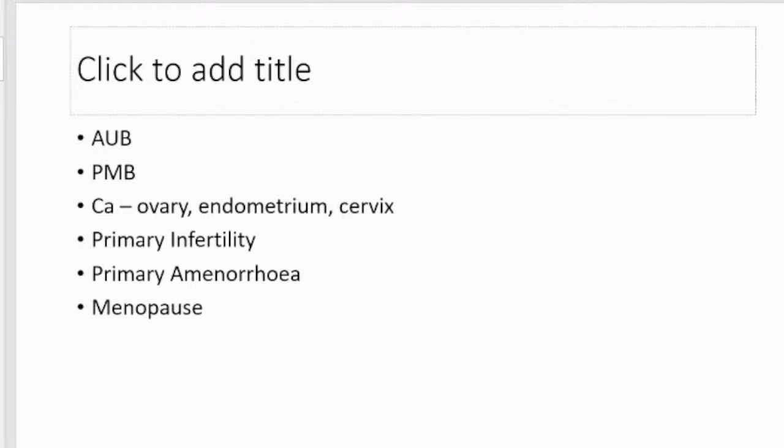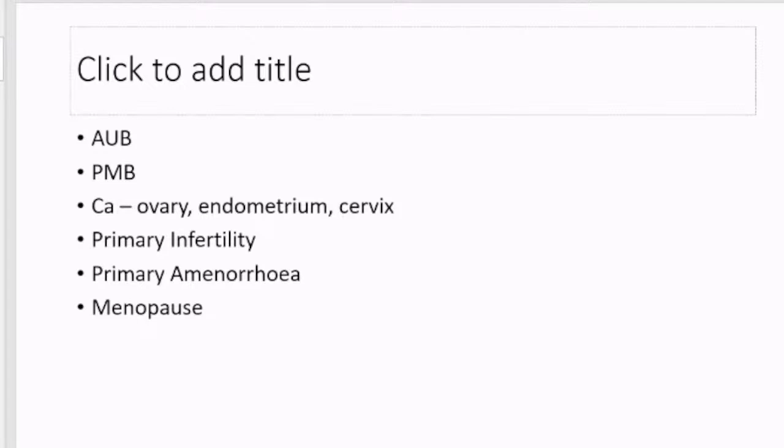Okay, so whenever they ask how will you manage this patient, your first thing is immediate management. So what is immediate management? The patient has come to you with bleeding for so many days, you would like to give her something to arrest that bleeding, right? So you can start with your NSAIDs and tranexamic acid. And you would look at the hemoglobin and maybe start her on iron tablets. If she has pain, you give her something for the pain.